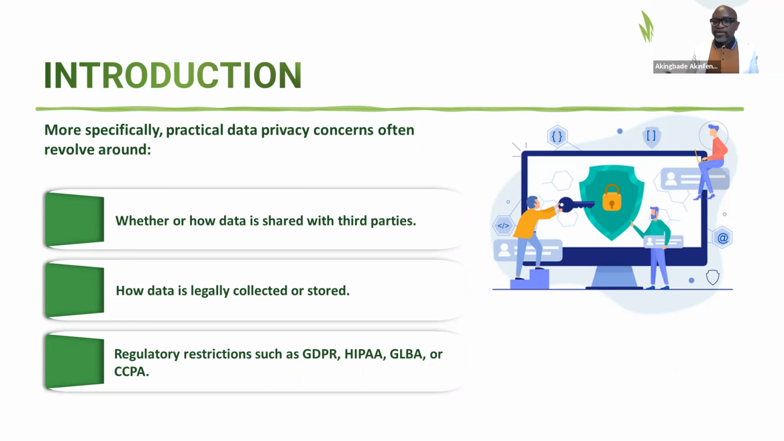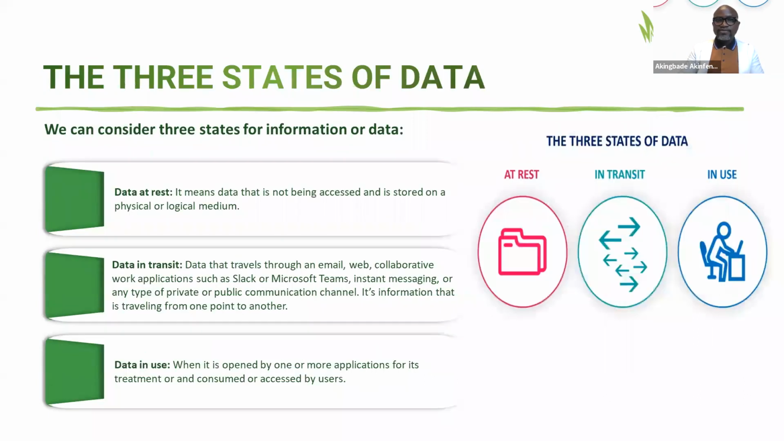We have different regulations like GDPR, HIPAA, GLBA, or CCPA for California. So there are many laws that are also applicable in many instances. The three states of data we need to always think about. One, data at rest. Two, data in transit. And thirdly, data in use.